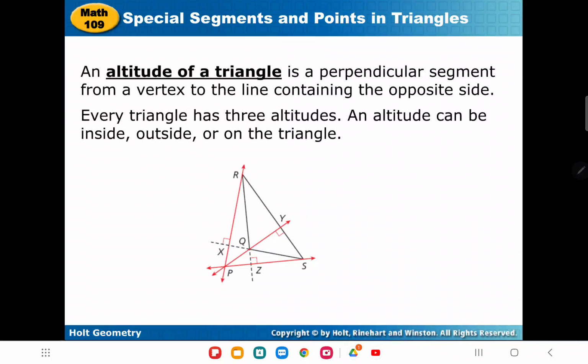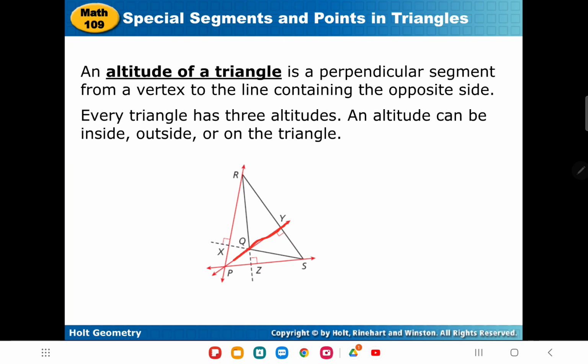Finally, the altitudes of the triangle are our last special segment. An altitude is a perpendicular segment from a vertex to a line containing the opposite side. Every triangle has 3 altitudes. Now I want you to notice here that an altitude can be inside, outside, or on the triangle.